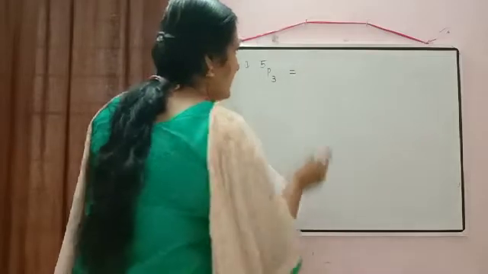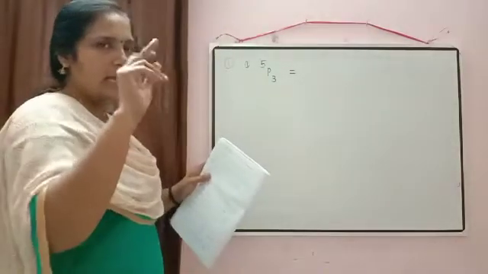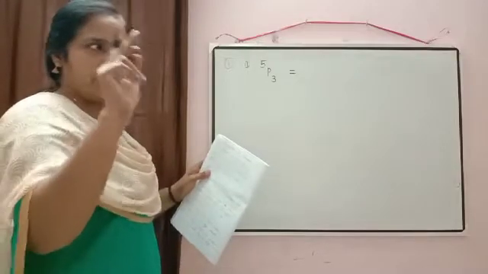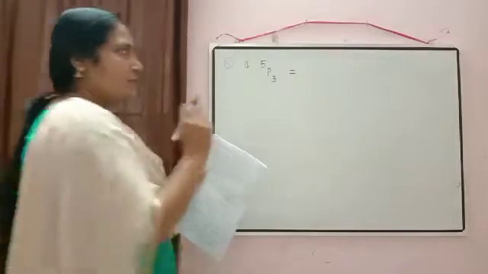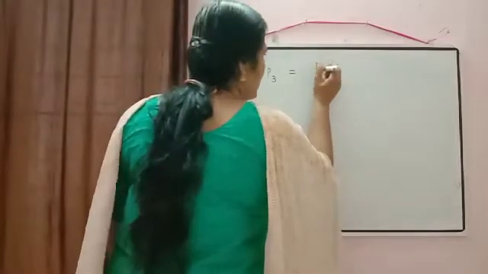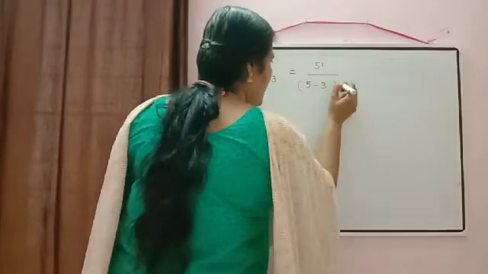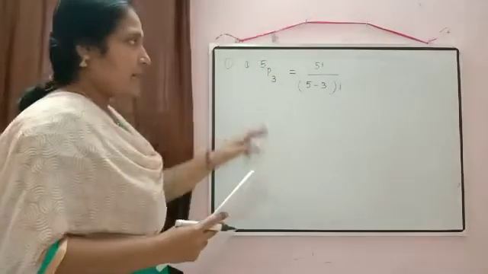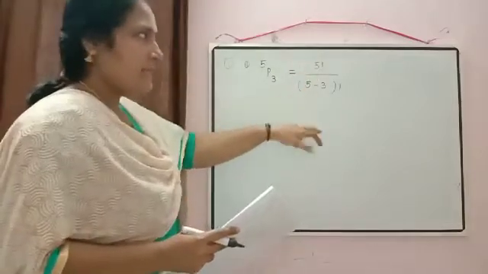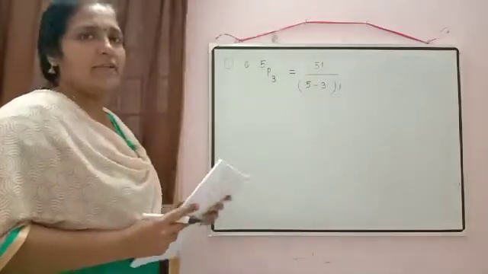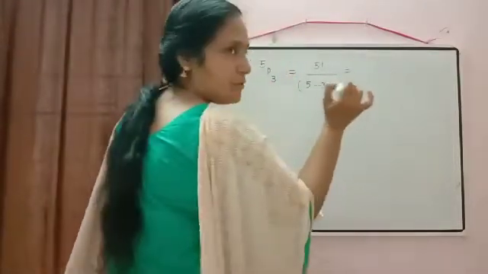5P3. Evaluate 5P3. So what formula did we write? nPr is equal to n factorial by (n minus r) factorial. So 5P3 will be equal to 5 factorial by (5 minus 3) factorial. I am not writing here 5 factorial minus 3 factorial; it is 5 minus 3 in brackets and then factorial. So 5 factorial, 5 minus 3 will come 2 factorial.